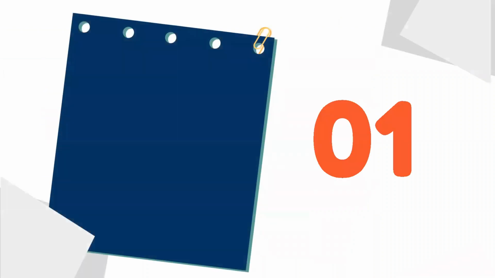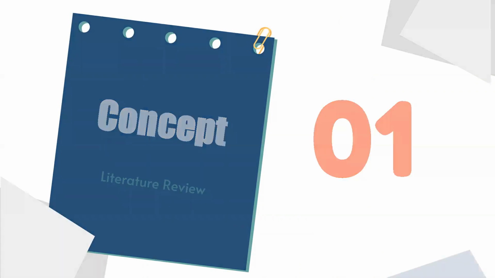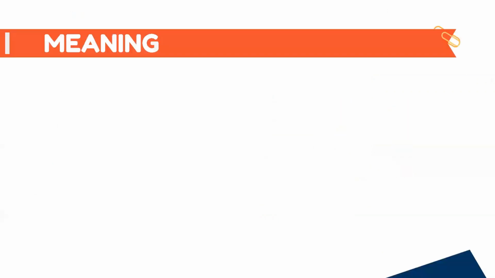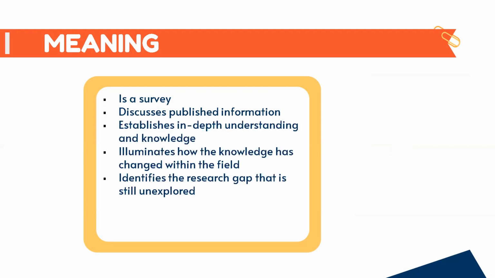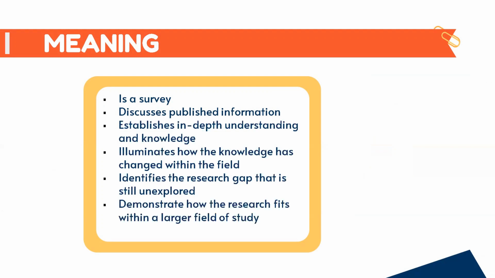So first, let us begin with the concept of literature review. So here I begin with the meaning of literature review. Literature review means a survey that discusses published information. It also establishes an in-depth understanding and knowledge of the researcher in that particular area. It also tells the reader how the knowledge has changed within the field, and it identifies the research gap that is still unexplored, and it demonstrates how the research fits within a larger field of study.